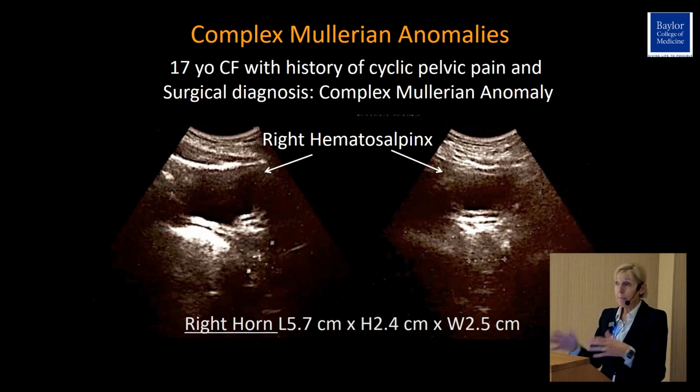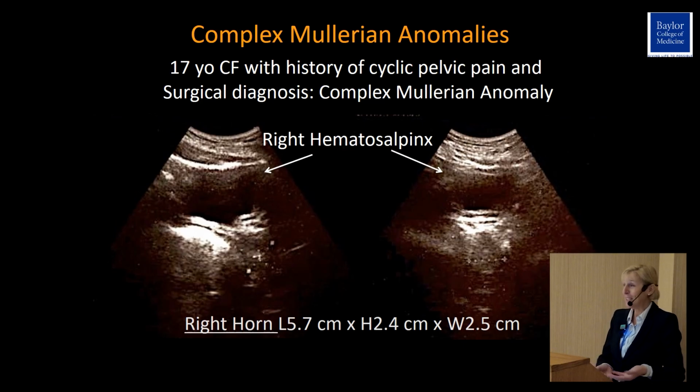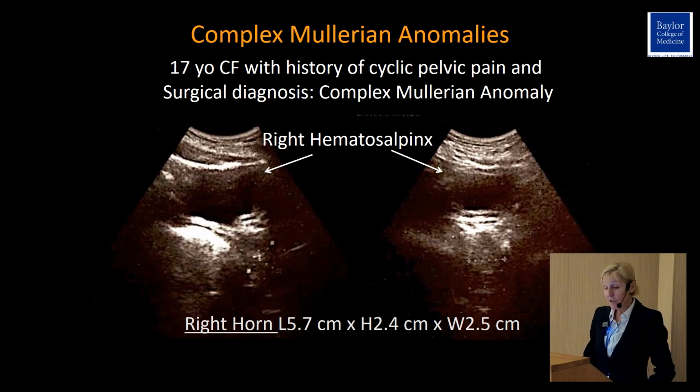So I went back to looking at those images, and I was thinking, well, what did I see then when I did my ultrasound, right? I couldn't understand. And so what I thought was the bladder was actually a right hematosalpinx. And what I was seeing was only the right side, so the right hemiuterus on the right.